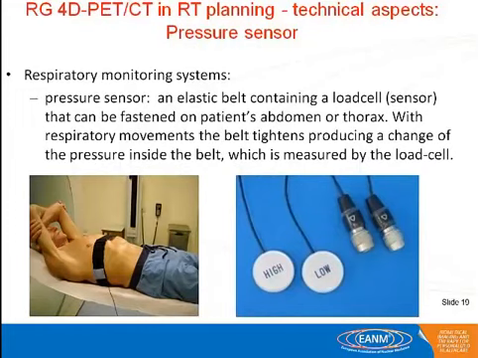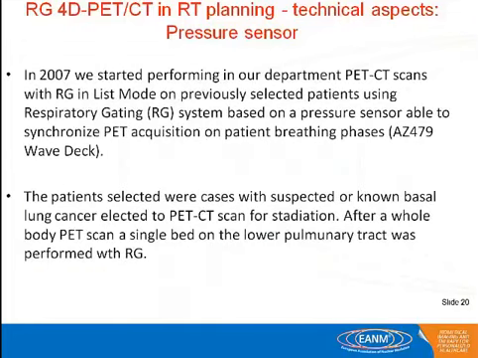This one we used. It was a pressure sensor, an elastic belt containing a load cell that can be fastened on the patient's abdomen. With respiratory movement, the belt tightens, producing a change of the pressure inside the belt, which is measured with the load cells. We started with a scan in this mode, but we used it on a previously selected group of patients. We use it only in patients with basal lung cancer.